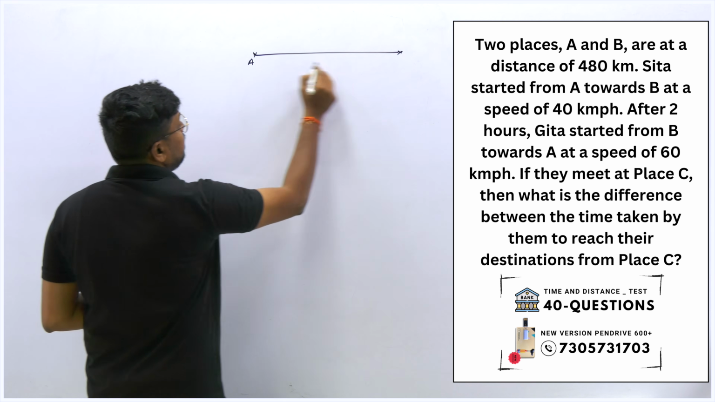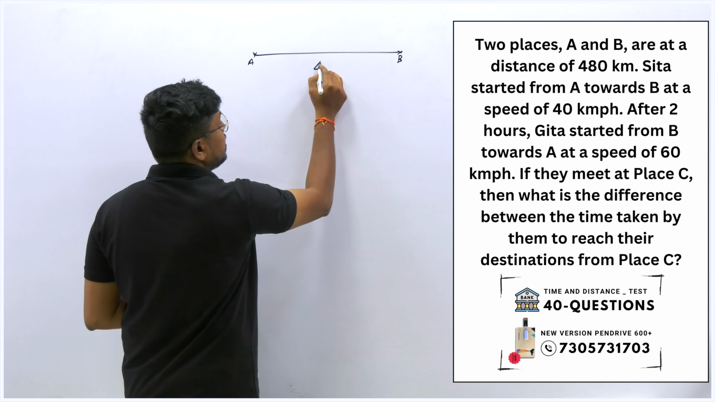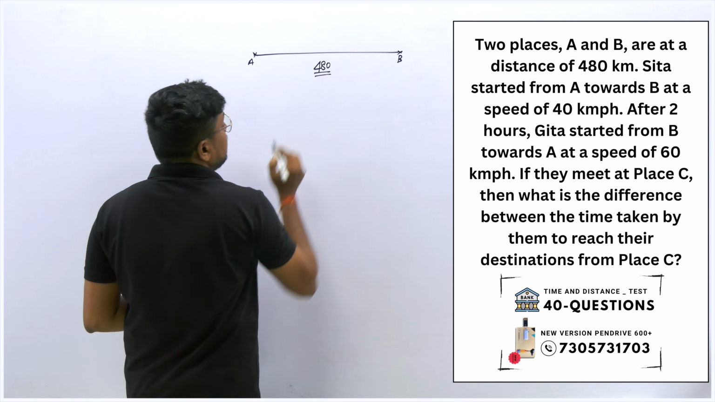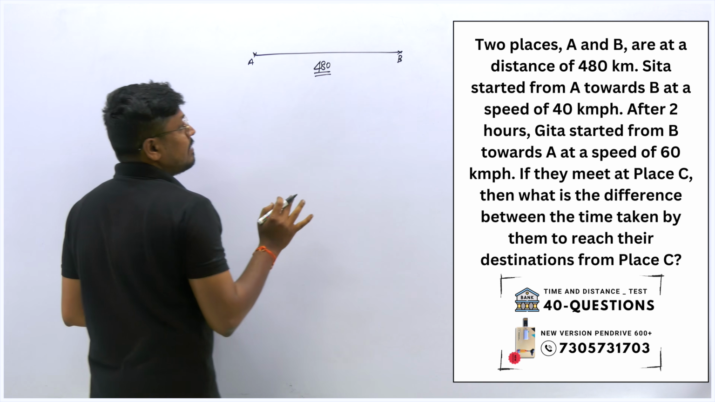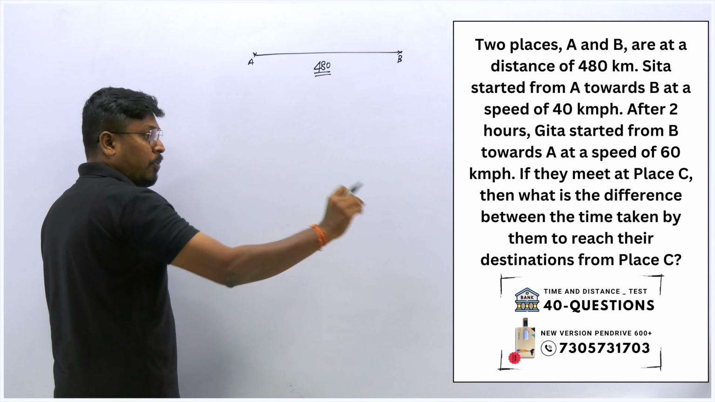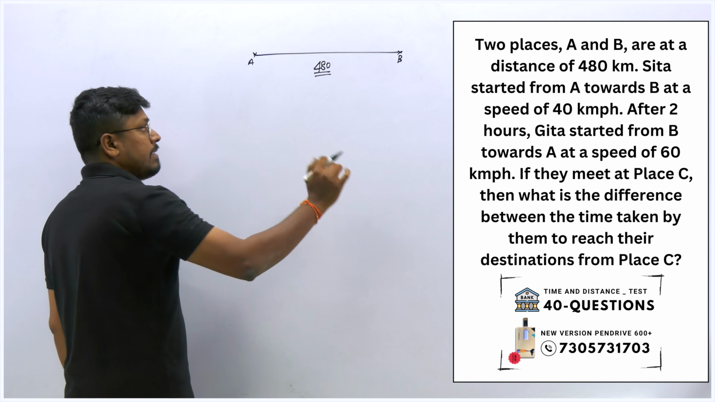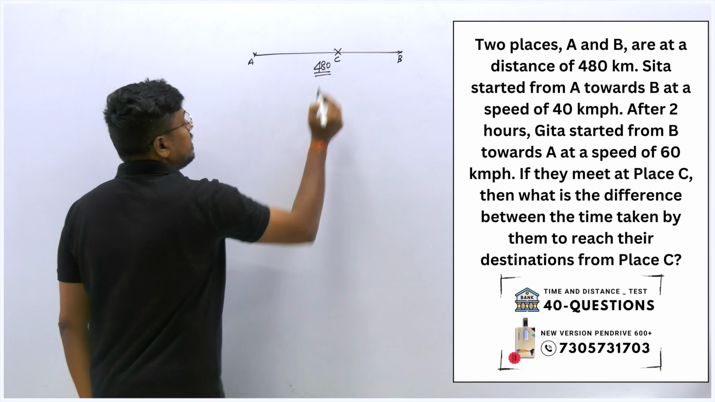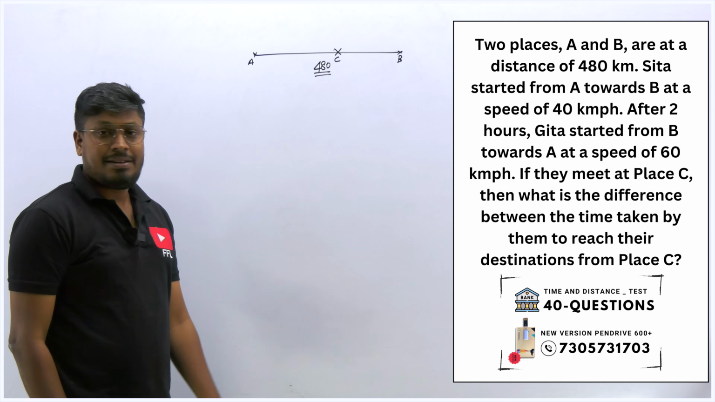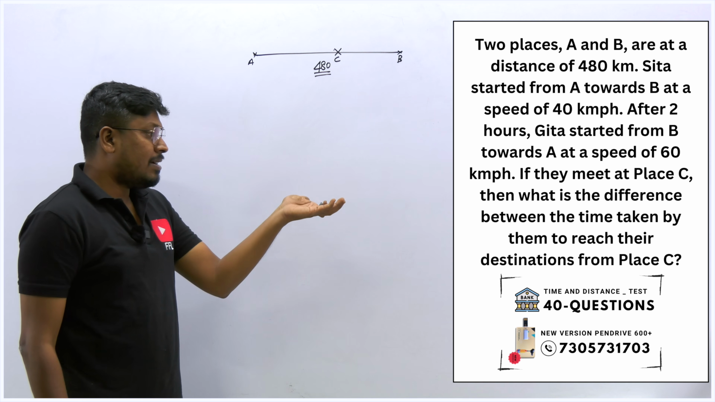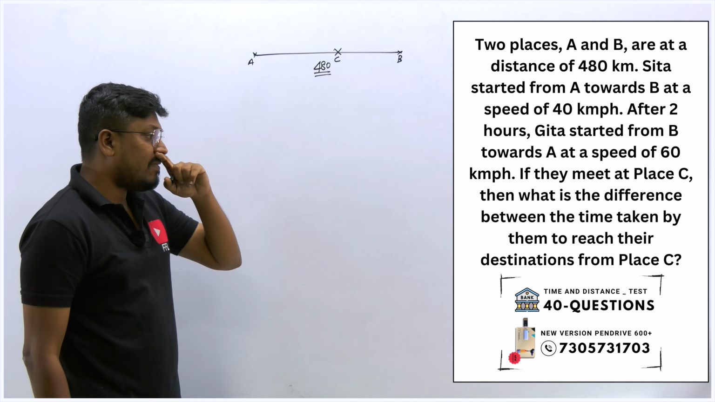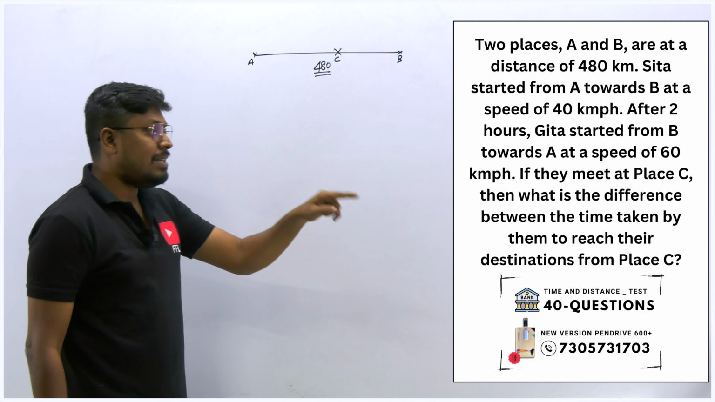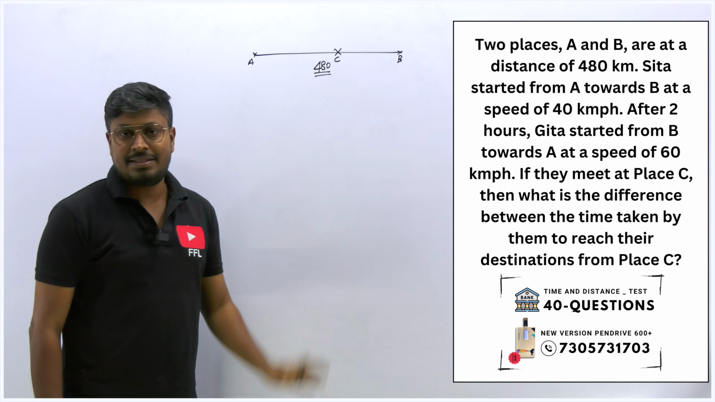So from A to B, the total distance has been given, which is 480 kilometers. At some point, both the persons have met each other. Why? Because that point they are indicating as C. So let's consider this as point C, where both the persons meet. They have given names, right? Sita started, and then Geeta. Two persons are there.